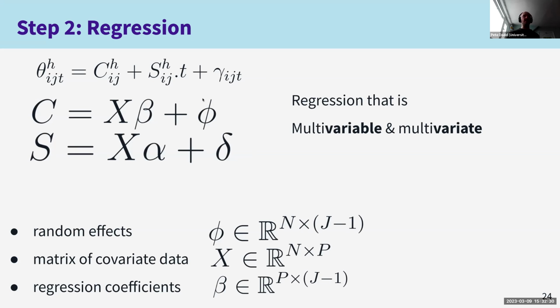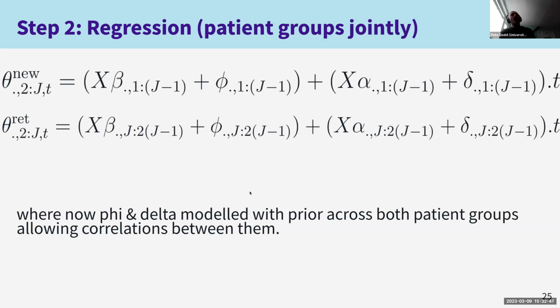Just to say, this is therefore both multivariable, so potentially more than one predictor, and also multivariate. So these C, S, theta are making predictions about multiple things at once rather than a single variable. Another choice, which I alluded to when talking about the correlations between patient groups, is whether you model new and previously treated patients as having no correlations, or whether you want to try and model the correlations between them as well.